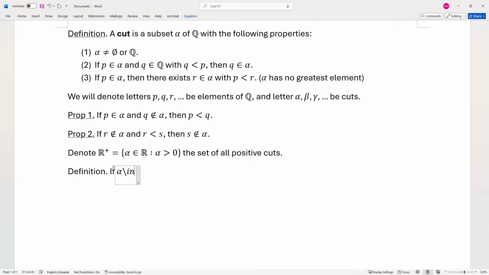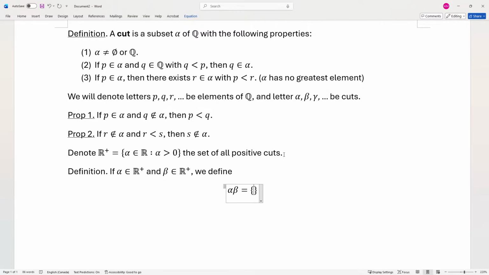alpha in R plus and beta in R plus, so these are two positive Dedekind cuts. Okay, and how do we define their multiplication? We define the set alpha times beta. So this is a new cut. Of course, we need to verify this is a new cut. But first, the definition is rather straightforward.